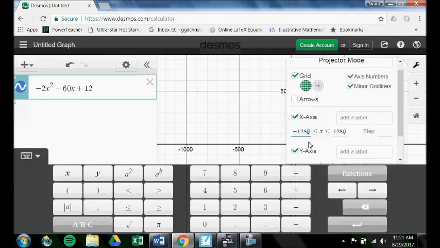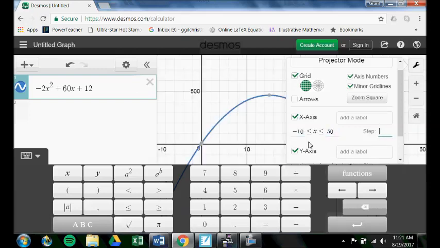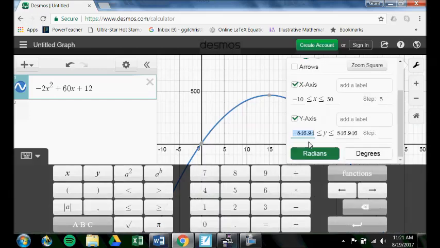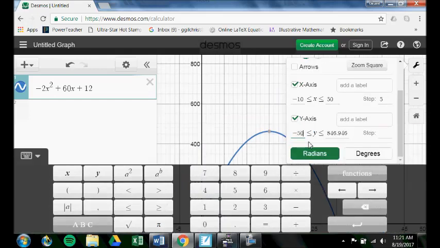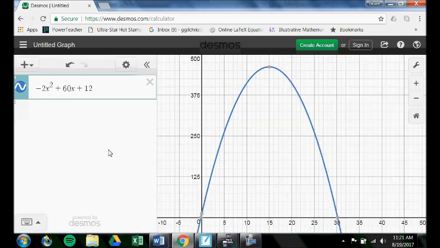The x's are going to go from negative 10 to 50. I'll have them count by 5s, and the y's will go from negative 50, and what did I say, 500? Looks like 500 is going to work. Boom, there we go. Now I want to see where the y value is 50, not 5. I could just scroll along here until I find that, but it's tough.